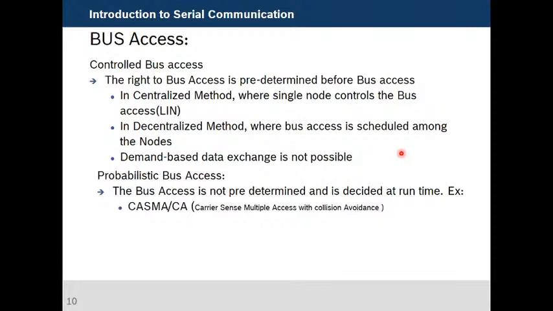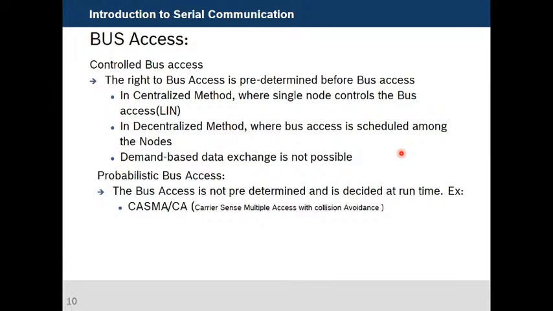Controlled bus access: the right to bus access is predetermined before bus access. Like LIN, it's a centralized method where a single node controls how the bus is accessed. The next one is the decentralized method and demand-based data exchange. Demand-based data exchange means that whenever there is a requirement, only then is the data exchange possible. But in controlled bus access, that is not possible.